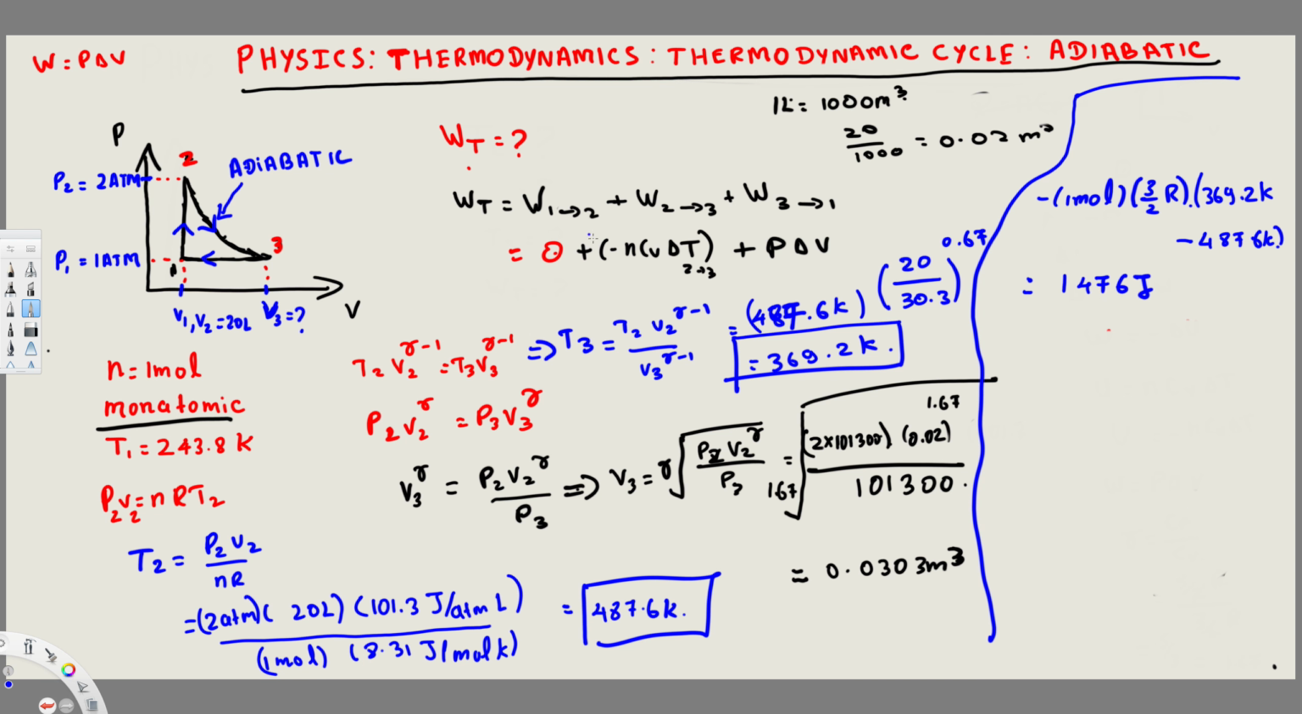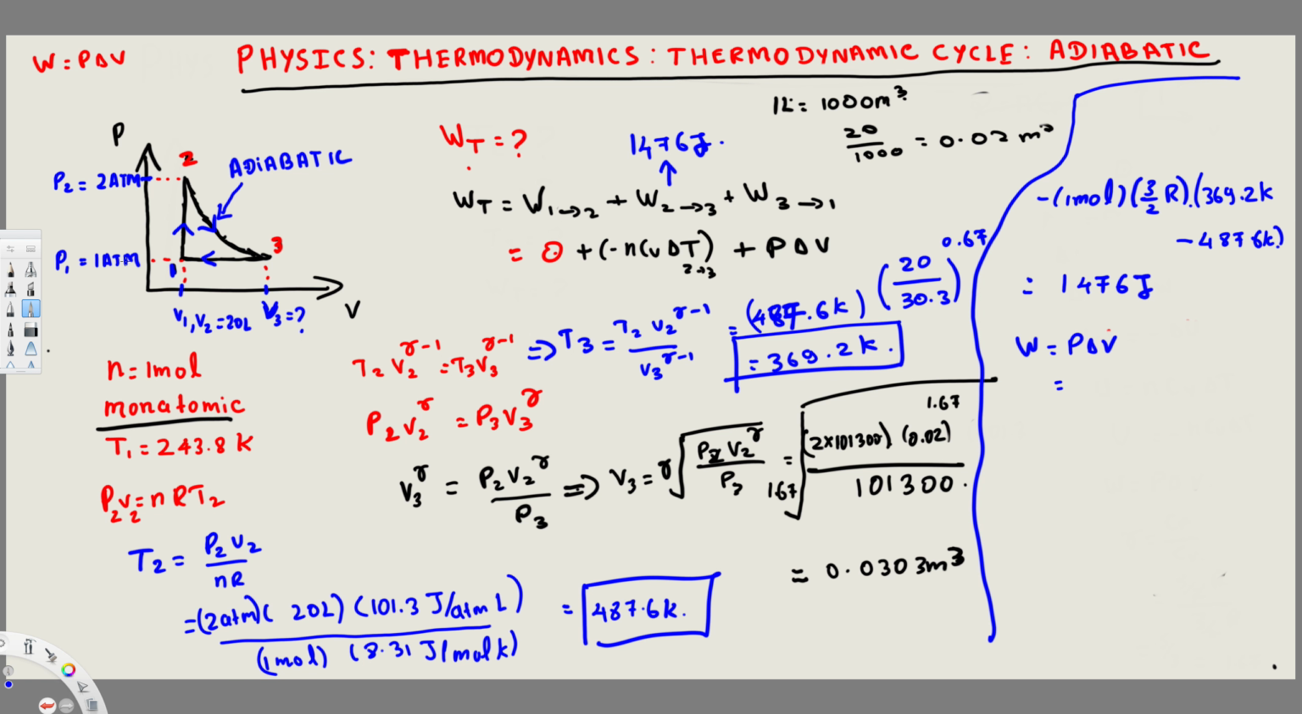Now we have this part, 2 to 3. So this is 1476 joule. So this is what we tried to find out until this time, right? Now we have to go for the 3 to 1. 3 to 1, if you look at this one, this is an isobaric process because the pressure is constant. Here we can use the P delta V equation. So this is going to be W is equal to P delta V.